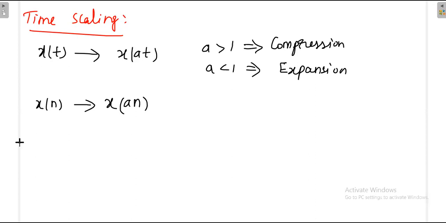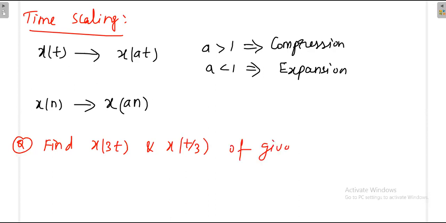Now the question is: find x of 3t and x of t by 3, for the given x of t. The given x of t is a triangular function. It's like this, starting at minus 2 and ending at plus 2. This is x of t.